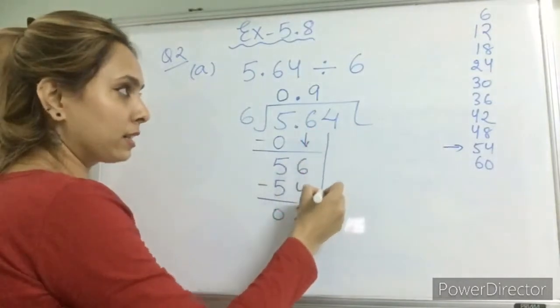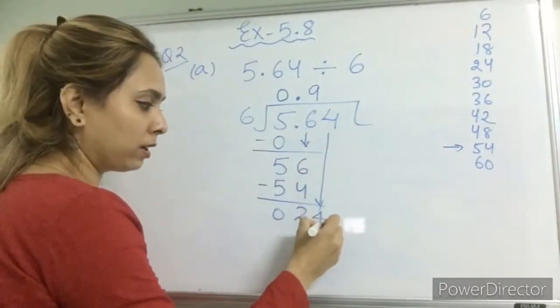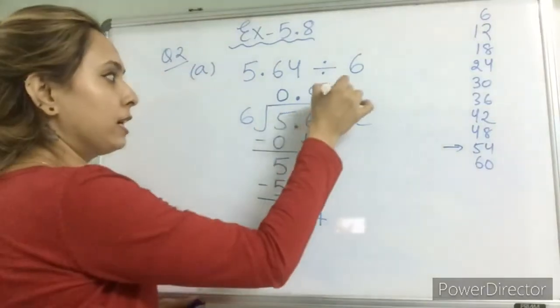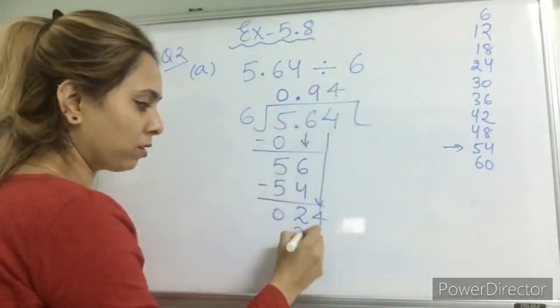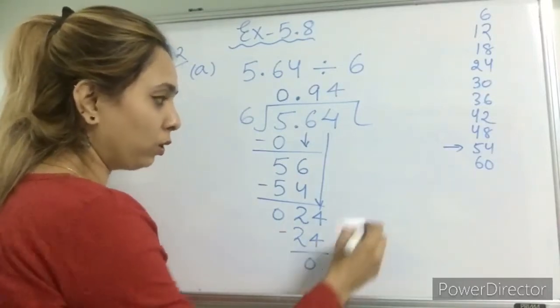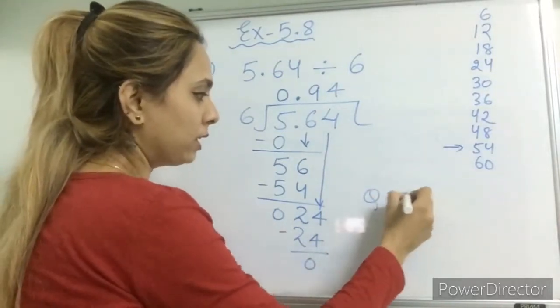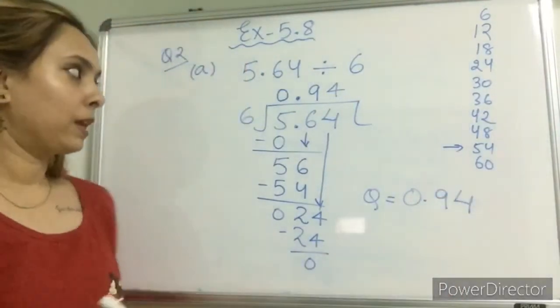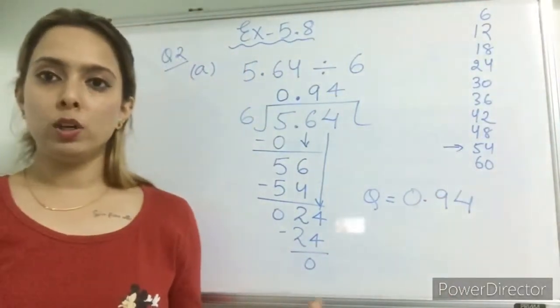We will bring this 4 down. Now 24 is divisible by 6. Yes. 6 4s are 24, so 0. So our quotient is 0.94. So in this way you are going to do the division.